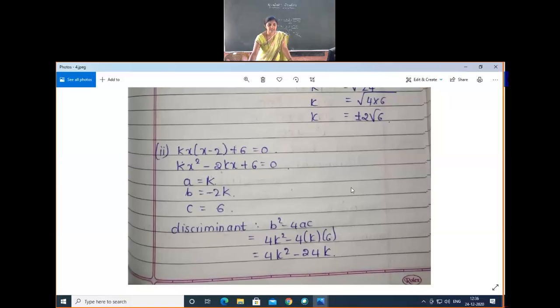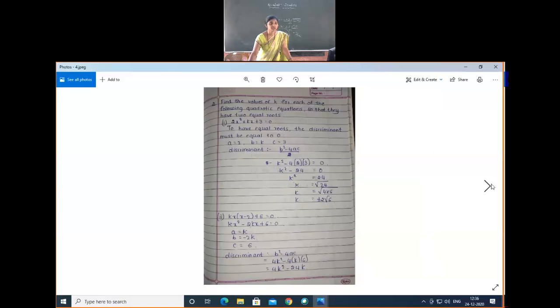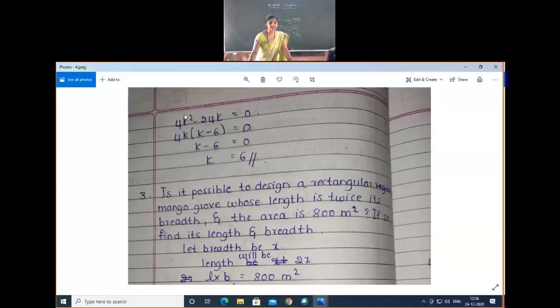What next? Next step we'll see. Here it is taken equal to 0. 4k square minus 24k which is equal to 0. Then 4k is common, so 4k into k minus 6 which is equal to 0. Then transfer this 4k to the other side, divided by 4k. So k minus 6 is equal to 0 by 4k, which is 0 only. k minus 6 is equal to 0 we got. Then the k value is equal to plus 6. Got the idea of this one, students? The k value is equal to plus 6.